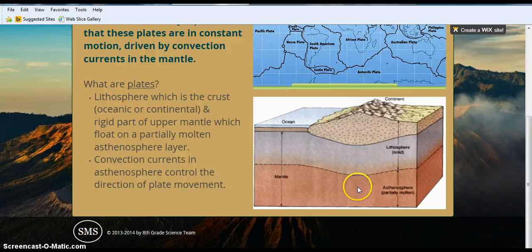And you can see in the picture here, here's the mantle, this whole area is the mantle, and you can see the asthenosphere is this partially molten area. This lithospheric layer is a solid area. And you can see that this is the continent, which would be the land mass, and this is under the ocean.